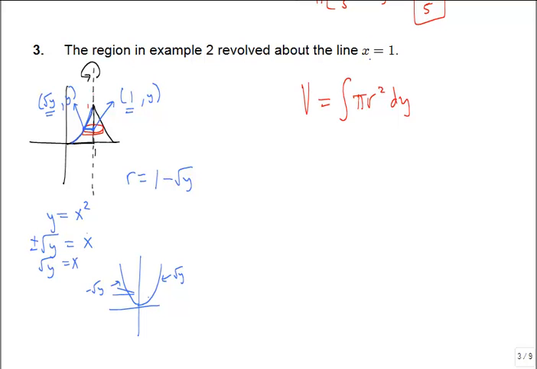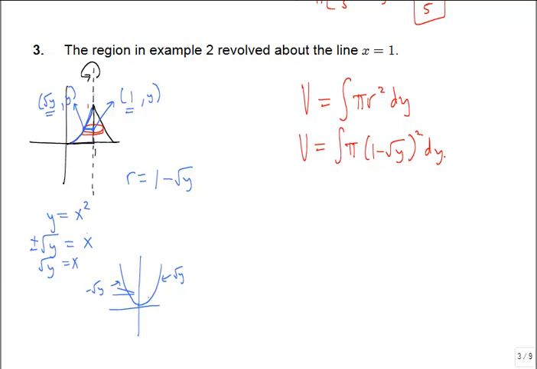So whenever your axis of revolution isn't one of the major axes, the x or the y axis, then your radius function is going to be shifted as well due to that new axis of revolution. So it's going to be a little bit of a translation going on. So we're ready now. Since we know what that radius function is, let's plug it in. So this r is 1 minus root y, and we want to square that.